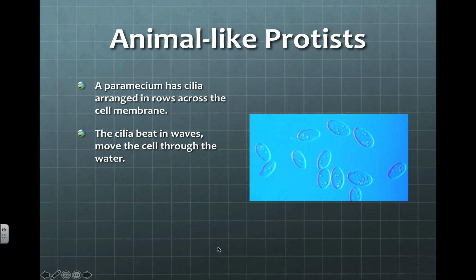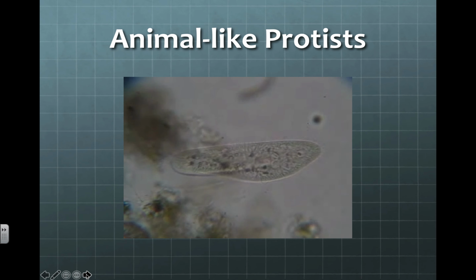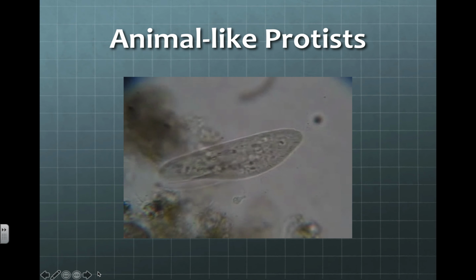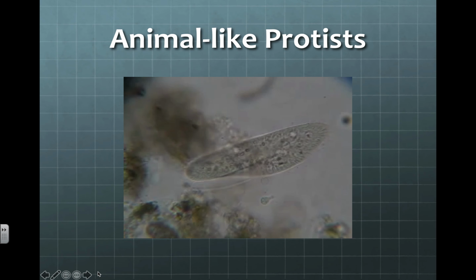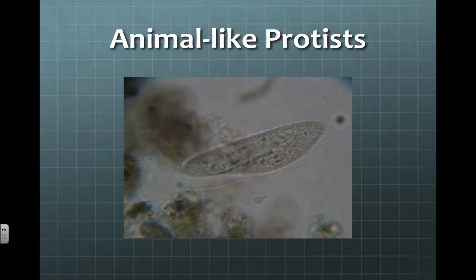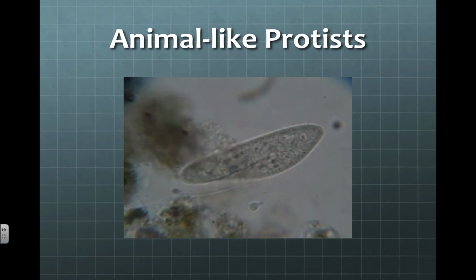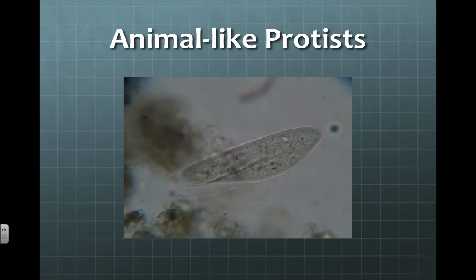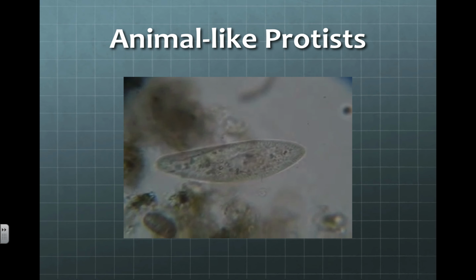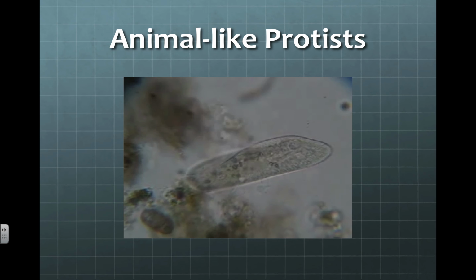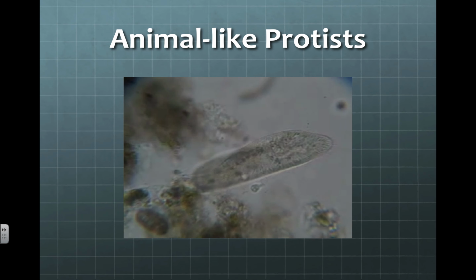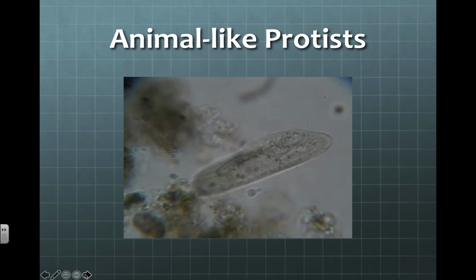All right, there's another view of what a paramecium looks like. They have their cilia arranged in rows surrounding the entire cell membrane, and the cilia beats back and forth and propels them through the water. Here's one in motion. Not very exciting to watch, but he does have quicker movements, and then he can be stagnant for a period of time.